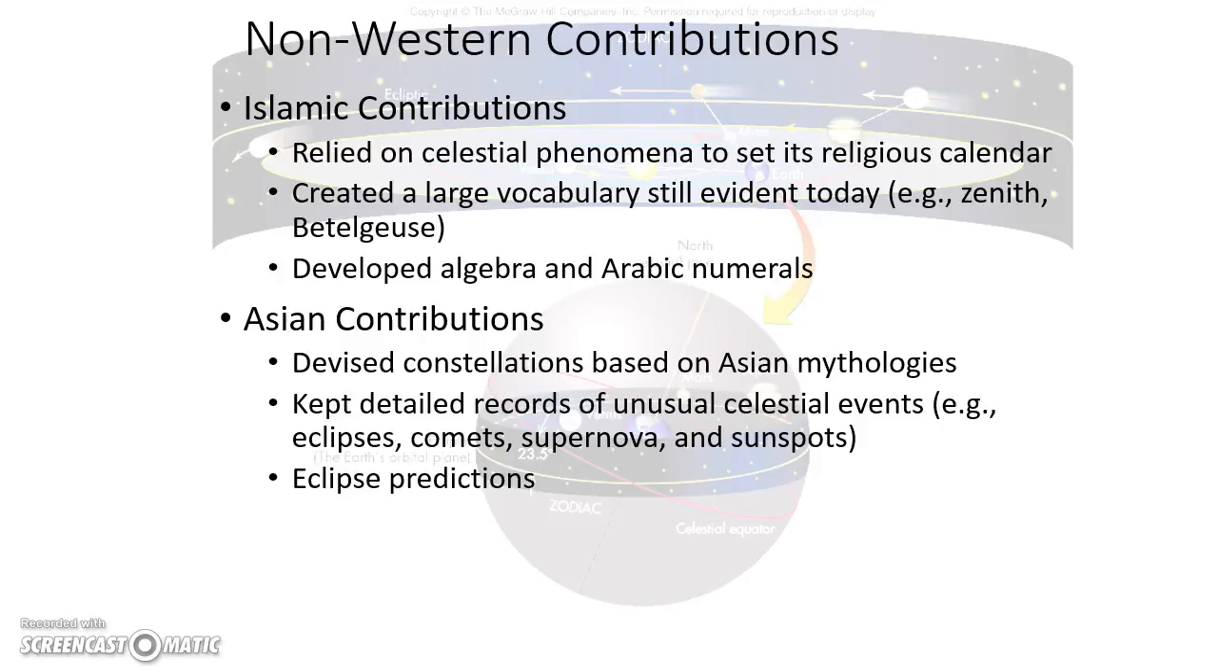Non-Western contributions. Islamic contributions relied on celestial phenomena to set its religious calendar and created a large vocabulary still evident today. Examples are the zenith and Betelgeuse; they also developed algebra and Arabic numerals. Asian contributions devised constellations based on Asian mythologies and kept detailed records of unusual celestial events. Examples: eclipses, comets, supernovae, sunspots, and eclipse predictions.